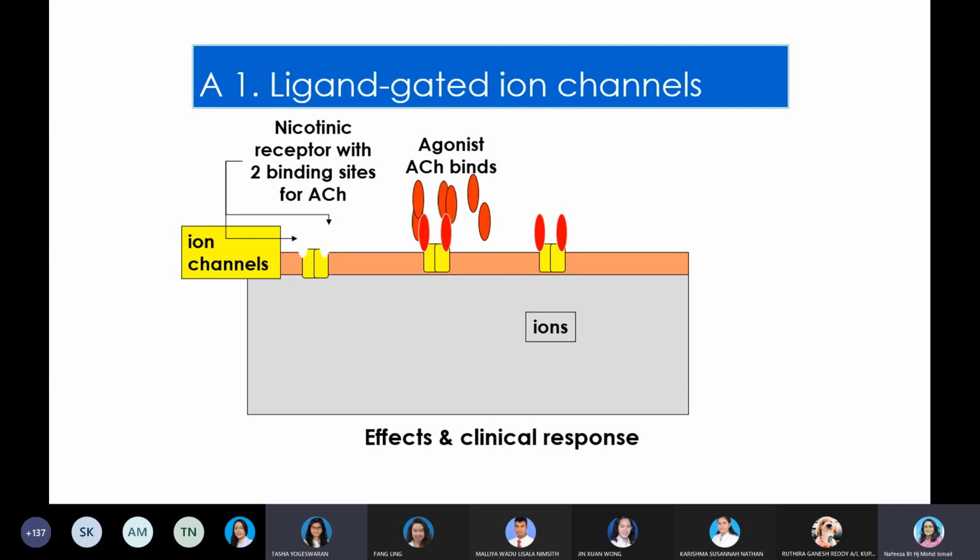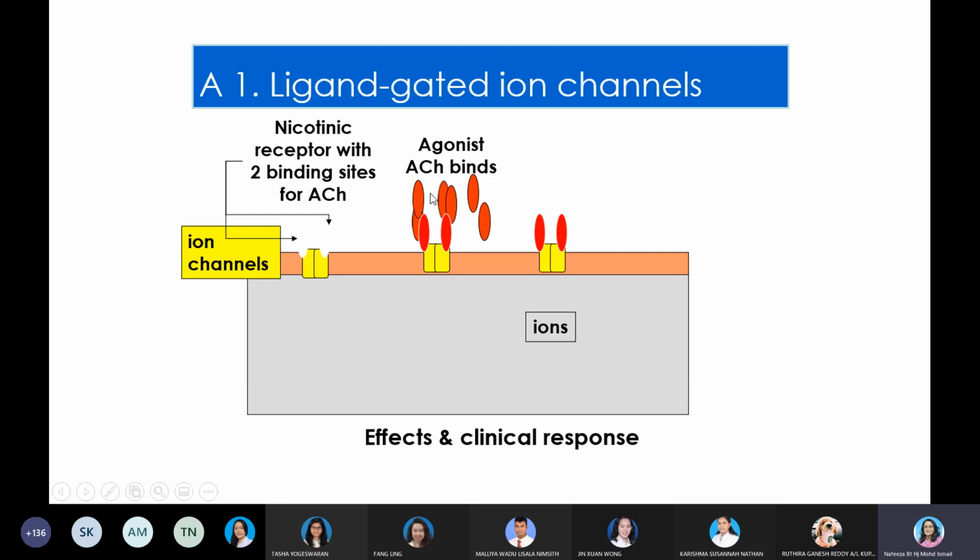The channels will open only when the drug, only when the ligand, has bound to the receptor. Where is the receptor? It's on the ion channels. This yellow thing here is the ion channels. In order to open the channels, the ligand or drug must bind to the ion channels.